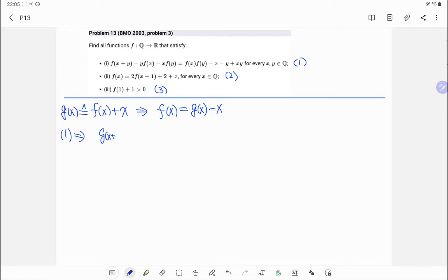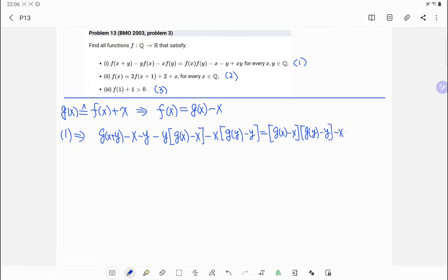It will become g(x+y) - x - y. So this is f(x+y) - y times (g(x) - x), and then minus x times (g(y) - y), equals (g(x) - x) times (g(y) - y) - x - y + xy. So we can just distribute all the things into the brackets.